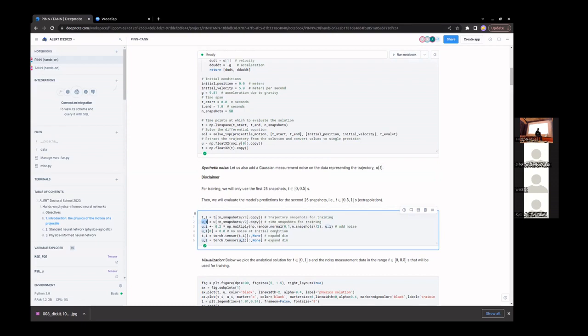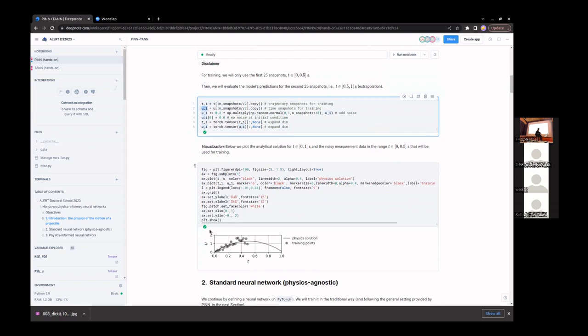You can think of this like 20% of noise with respect to the value. So the noise that we add is randomly distributed and equal to 20% of the actual value of the position at each time. So as the position increases, the noise will increase as well. We can plot this, so this is what we're finding here.